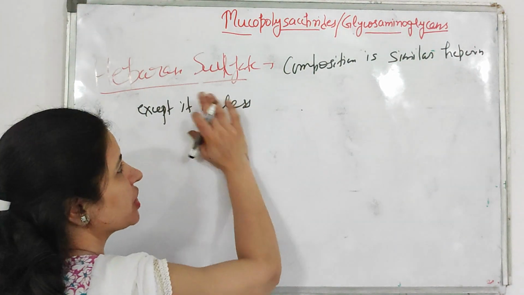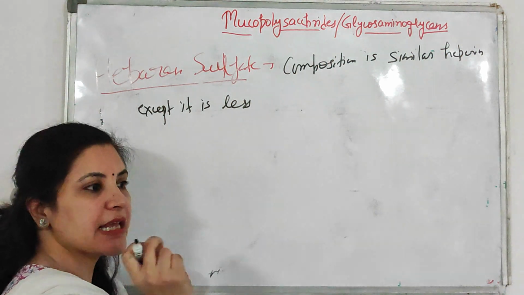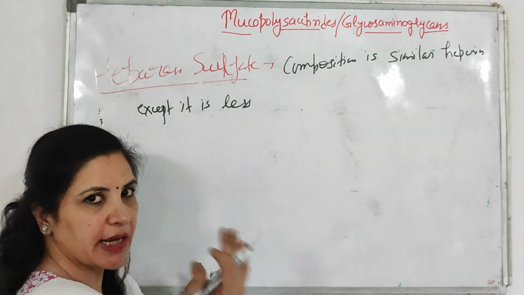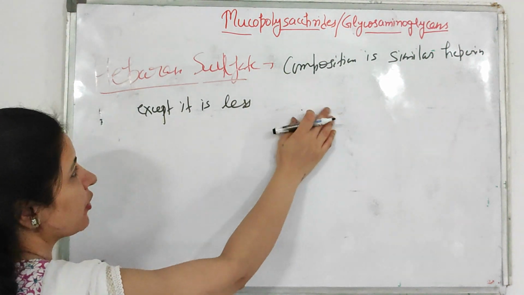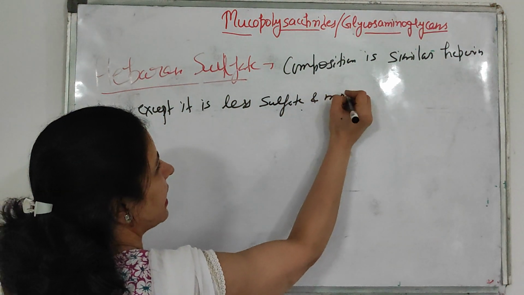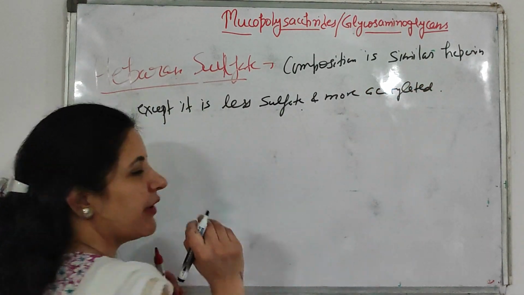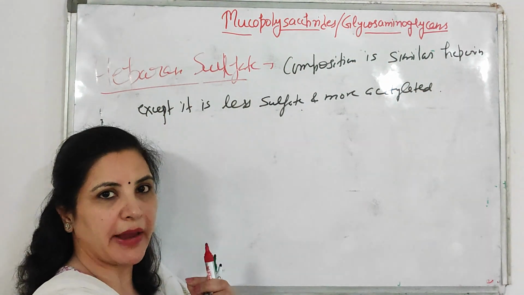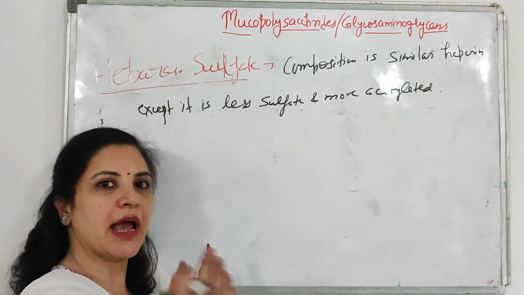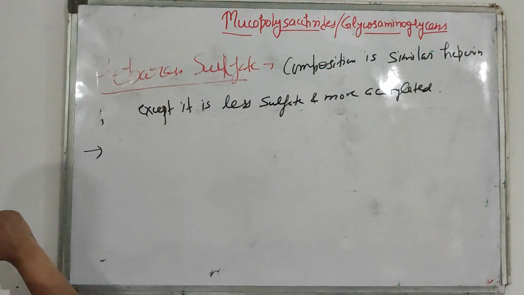So what is the composition? Heparin sulfate has a composition similar to that of heparin. That is, it also has N-sulfate glucosamine plus either glucuronic acid or hyaluronic acid. But as compared to heparin, it is less sulfated and more acetylated. That means the sulfate group linked to the glucosamine is less in heparin sulfate and the acetyl group is more. Otherwise the composition is the same.